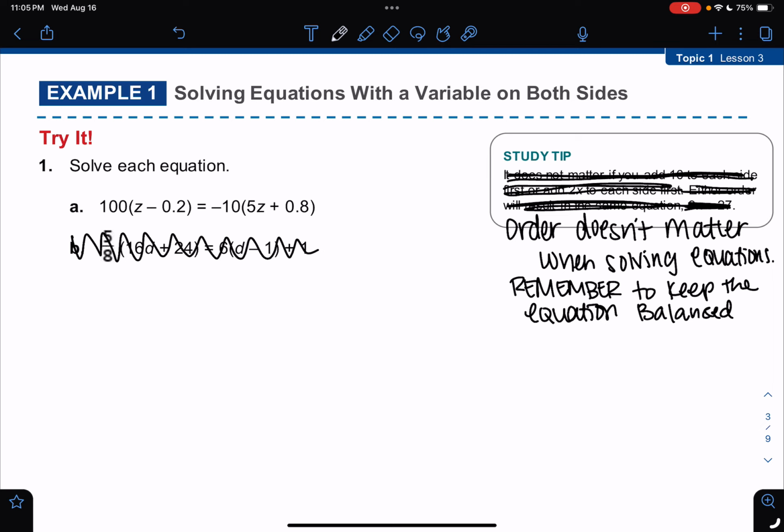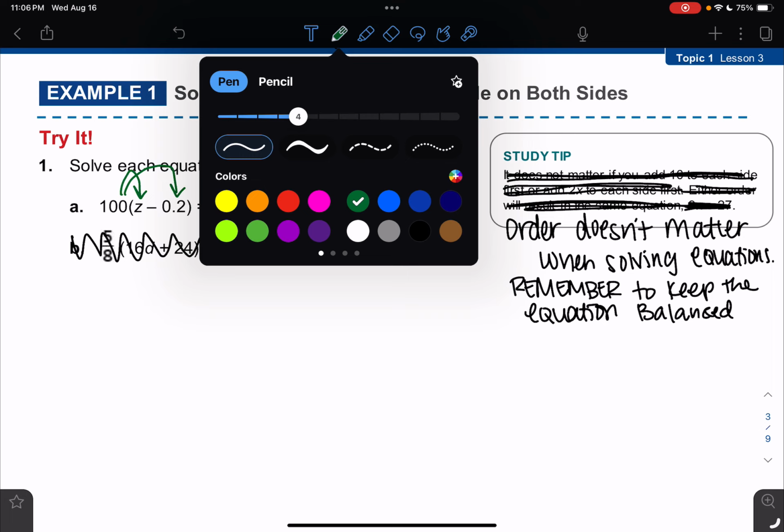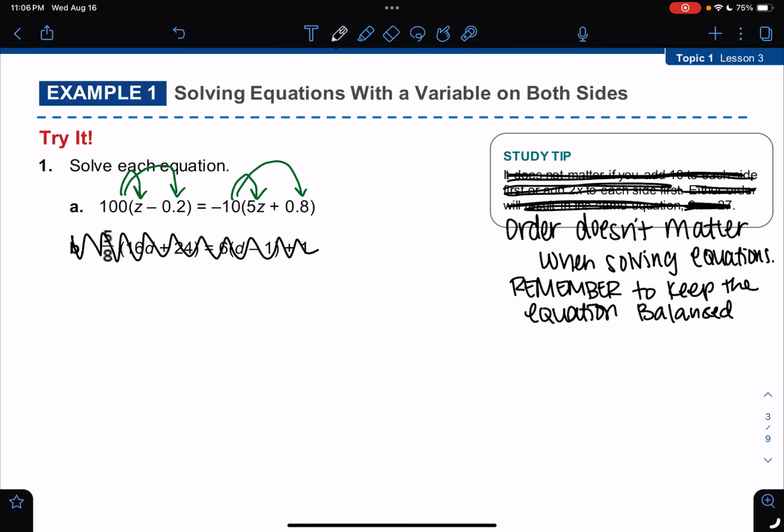Okay? All right, so let's answer part A. The first thing I would do in part A is distribute my numbers that are outside of my parentheses to the terms inside the parentheses. If you notice, I've drawn 4 arrows, which means I have to multiply 4 times. That gives me a visual reminder that I have something I need to be doing, and I have to do it 4 times. So I first got 100 times z, which is 100z. Then I've got 100 times negative 0.2, which is negative 20. Then I've got negative 10 times 5z, which is negative 50z.